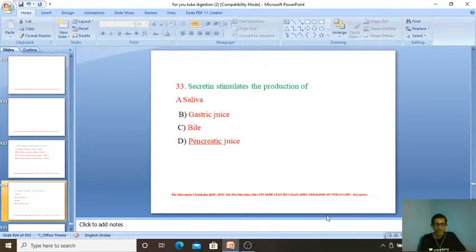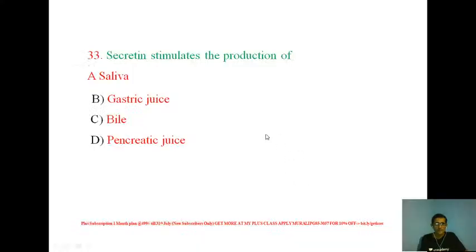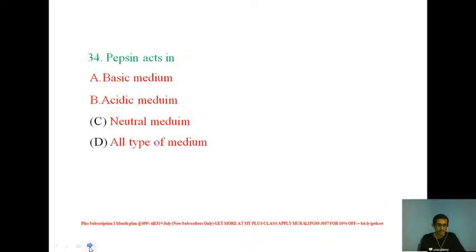Secretin is going to stimulate the production of what? It is the pancreatic juice. So the 33rd question: pancreatic juice production is stimulated by the secretin hormone. So the answer for question number 33 is D.